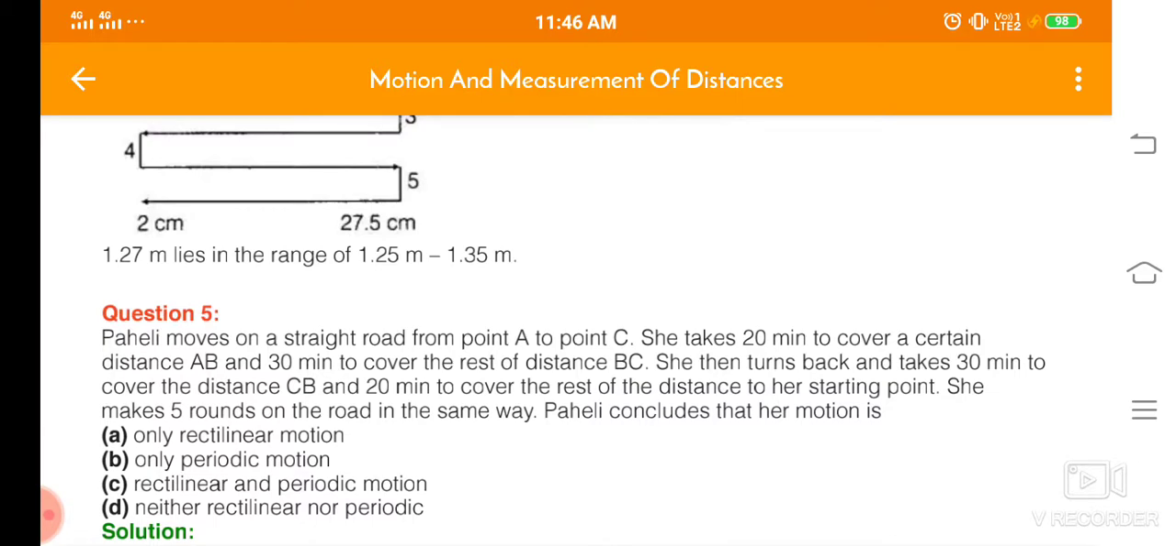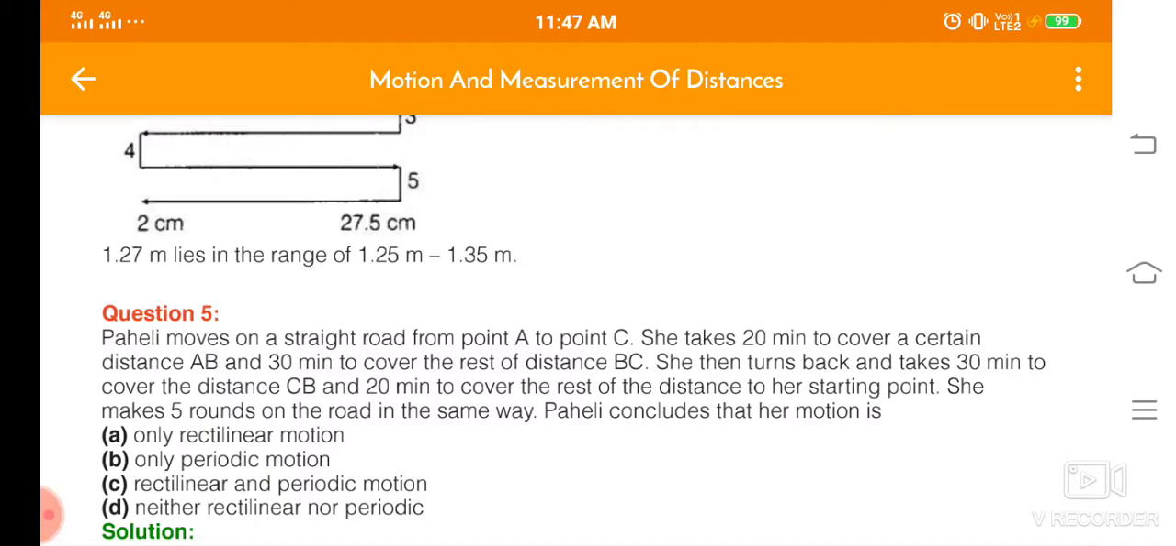Question number 5. Paheli moves on a straight road from point A to point C. She takes 20 minutes to cover a certain distance AB and 30 minutes to cover the rest of the distance BC. She then turns back and takes 30 minutes to cover the distance CB and 20 minutes to cover the rest of the distance to her starting point. She makes 5 rounds on the road in the same way. Paheli concludes that her motion is dash.